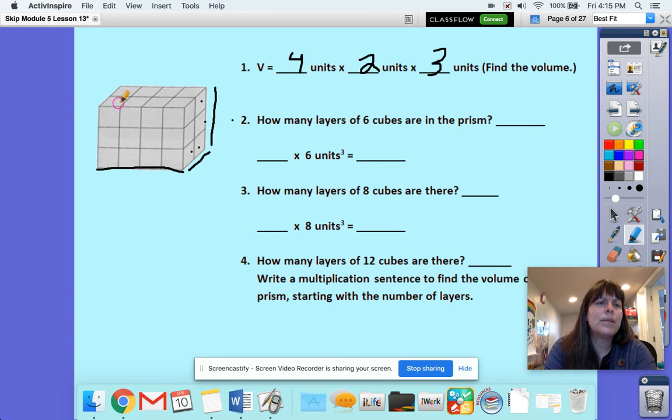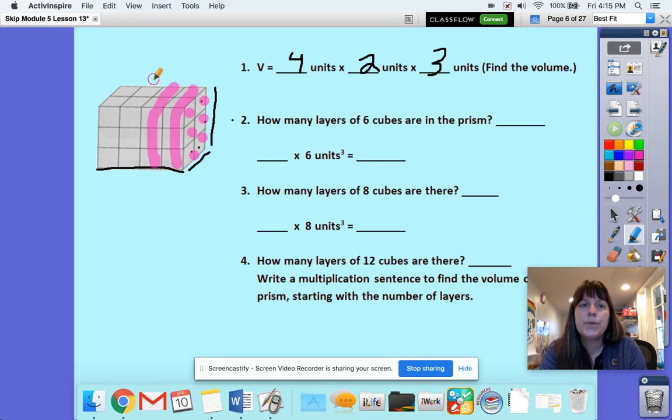Is it this top layer? Wait a minute, that's 8. No, it couldn't be that one. So, oh, here it is. 1, 2, 3, 4, 5, 6. So I see 1 layer's here. So hopefully you can count the layers. 1, 2, 3, 4. So how many layers of 6 cubes are there? 4.